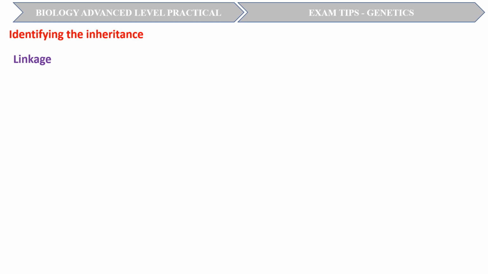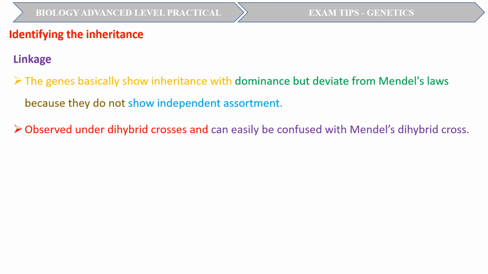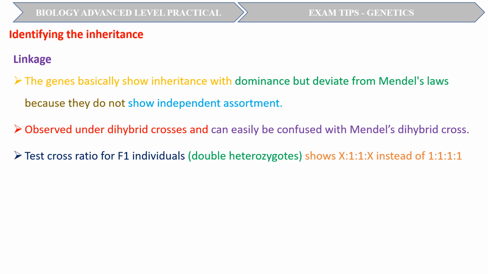For inheritance with linkage, the genes basically show inheritance with dominance, but deviate from Mendel's laws because they do not show independent assortment. It is observed with dihybrid crosses and can easily be confused with Mendel's dihybrid cross. To identify linkage, look at the test cross ratio for F1 individuals produced from pure breeds. That is, the double heterozygotes, which will show a large number, X is to 1 is to 1 is to the same large number X, instead of 1 is to 1 is to 1 is to 1 in dominance.